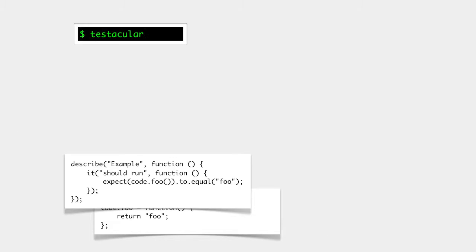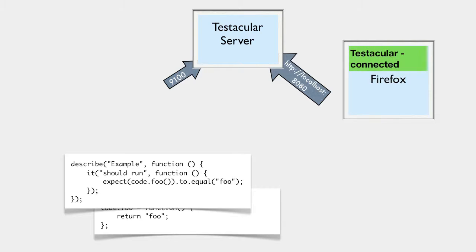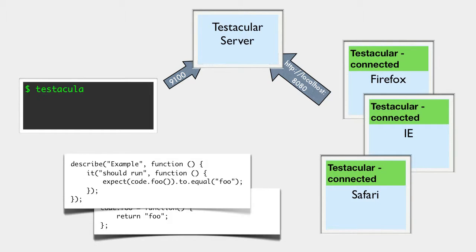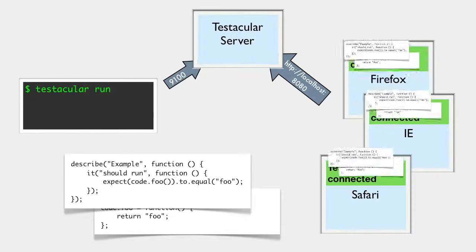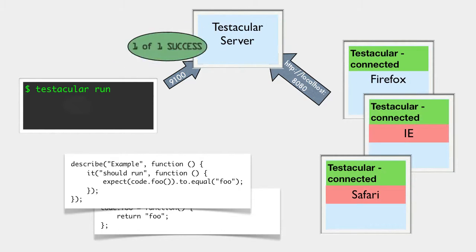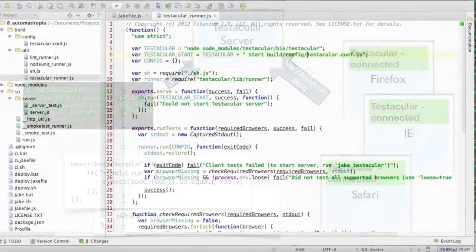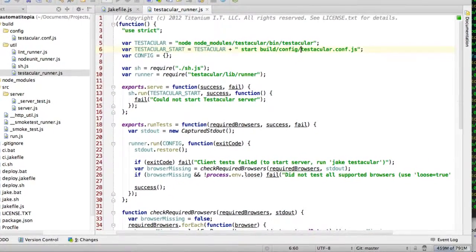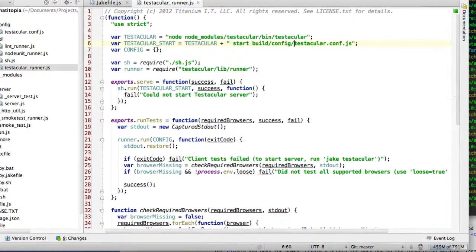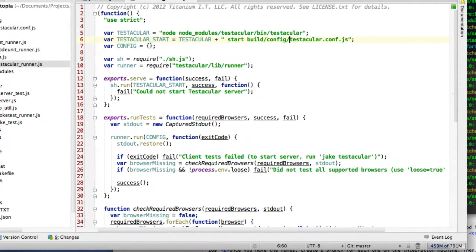Testacular works by creating a little web server that you use for capturing browsers. Then, when you run your tests, your test code is pushed to those browsers, run, and the results are displayed in the command line. Lessons Learned number 6 includes code for running Testacular and confirming that we've tested all our targeted browsers. We'll borrow it for Automatopia.